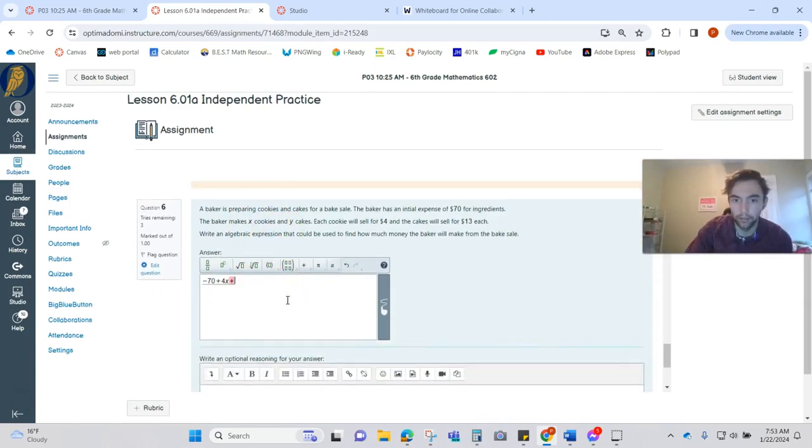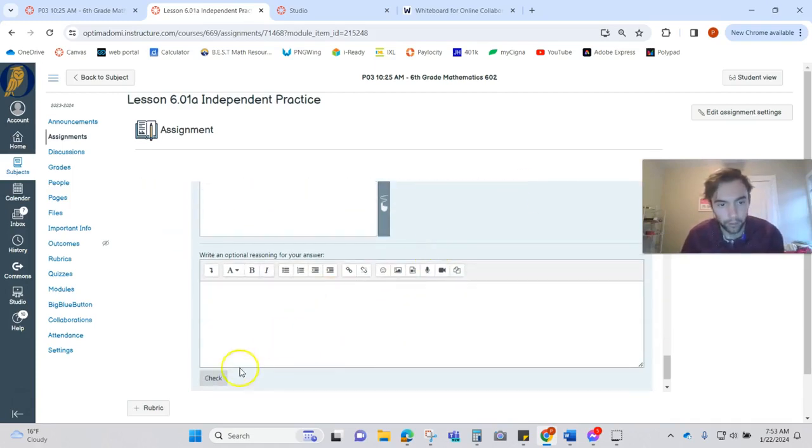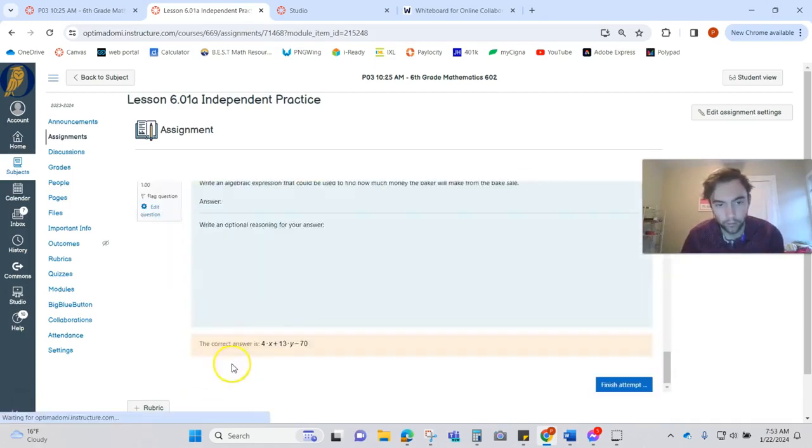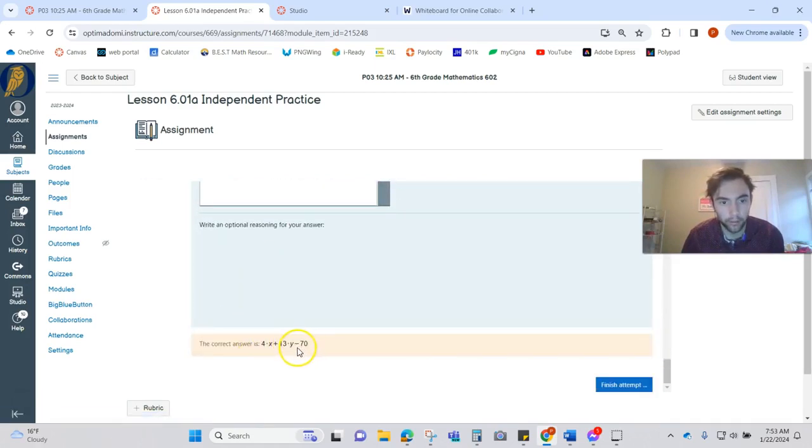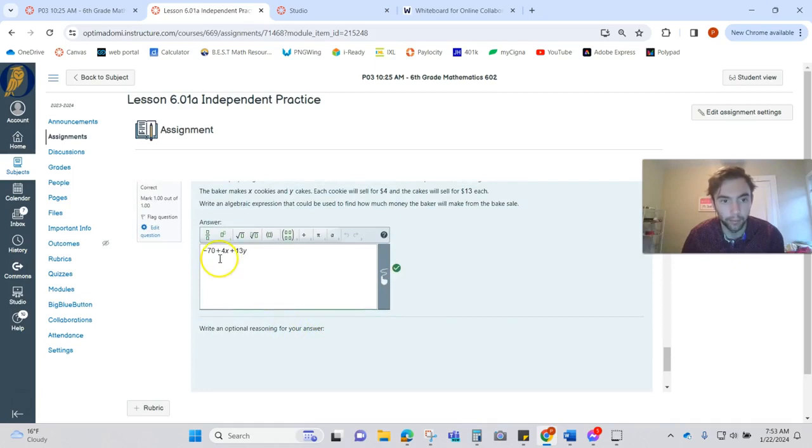So I'm going to plus 13 for each cake, because 1 cake is 13, 2 cakes is 26, 3 cakes is 39. Kind of sounds like multiplying. What letter goes for cakes? Oh, Y. Okay. All right, let's see if this works. Yay! Oh, I could have put the number at the end too, the 70, but I put it at the beginning.